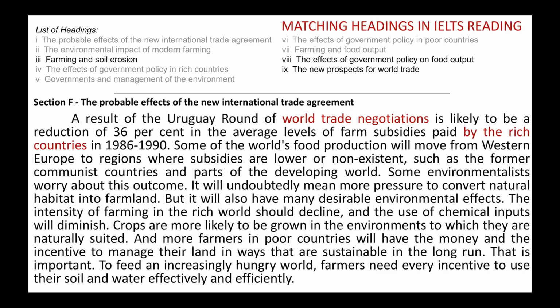So that is why the heading will be the probable effects of the new international trade agreement, because we have here two huge keywords. Trade agreement, which is obvious from the first 2 sentences in the paragraph, and then the probable effects, because we have a sentence, some environmentalists worry about this outcome. It will undoubtedly mean more pressure to convert natural habitat into farmland, and then desirable environmental effects it may have. So a lot of different effects, and that is basically stated in our heading.